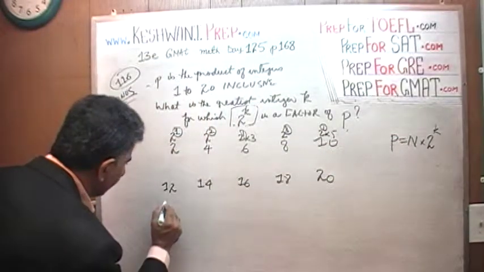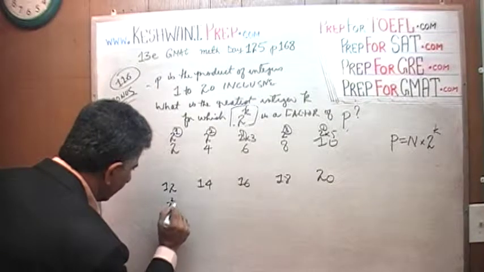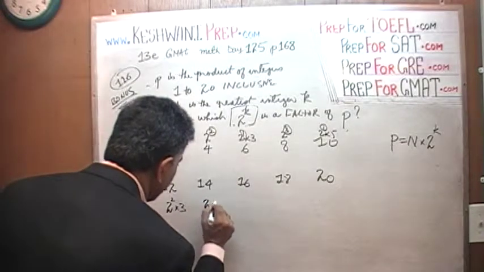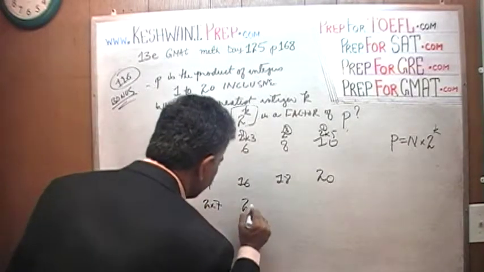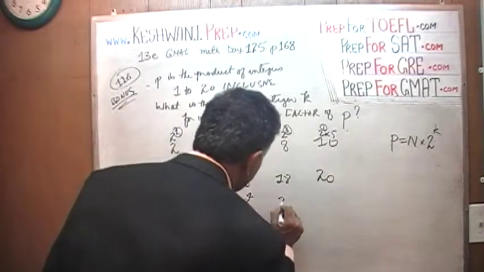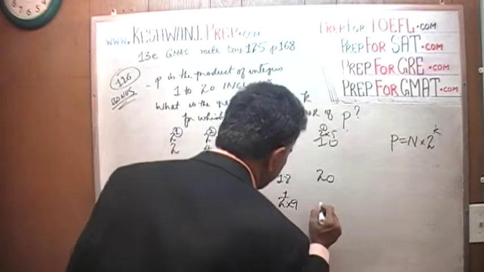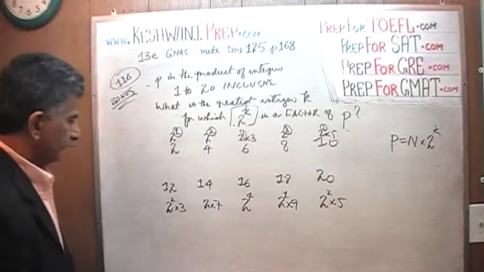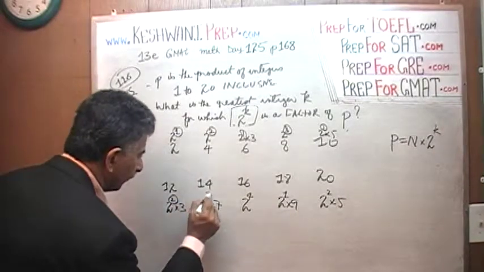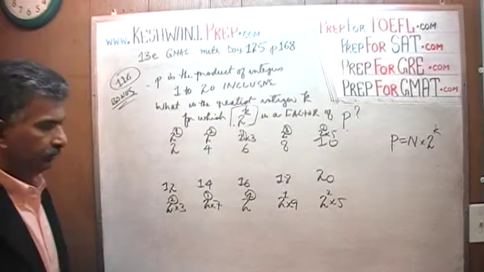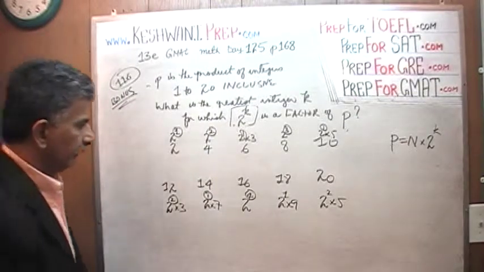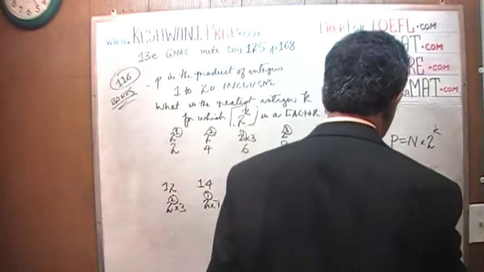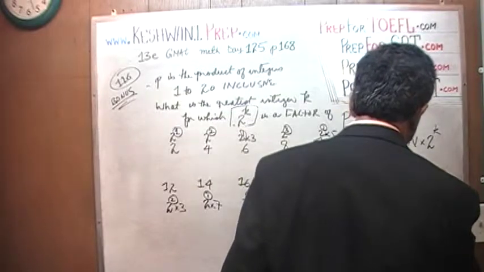12 can be written as 4 times 3, 2 raised to 2 times 3. That's your 12. 14 will be written as 2 times 7. 16 will be written as 2 raised to 4. 18 will be written as 2 times 9, or 2 raised to 1 times 9, and 20 will be written as 4 times 5, so that's 2 squared times 5. So that's 2 plus 1 is 3, plus 4 is 7, 8, 9, and 10. So far we have 10 now. So before we had 8, so now the value of k is 18.